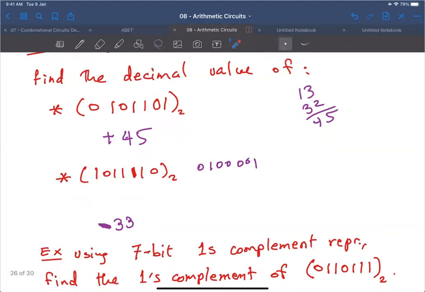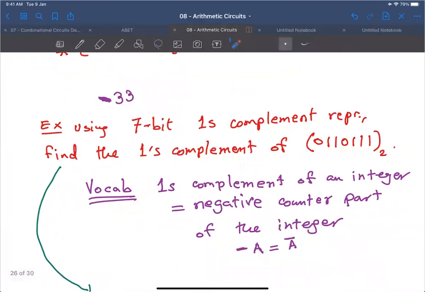Now I'm going to introduce a terminology here. The terminology is to differentiate between ones complement representation as a representation of signed numbers, and the ones complement of a number A. If you take the ones complement of A, it's nothing but the bitwise complement of A. So using 7-bit ones complement representation, find the ones complement of this number, let's say A.